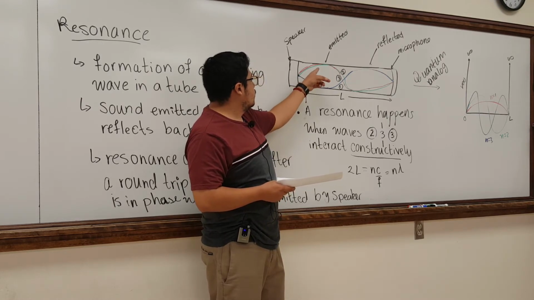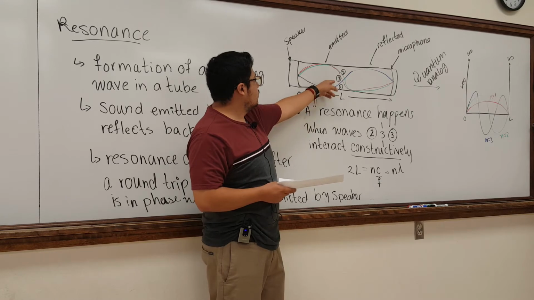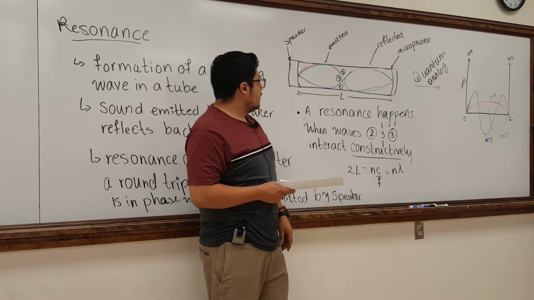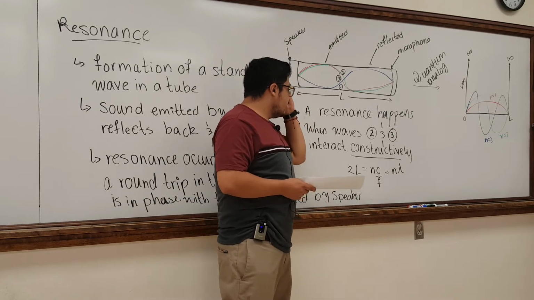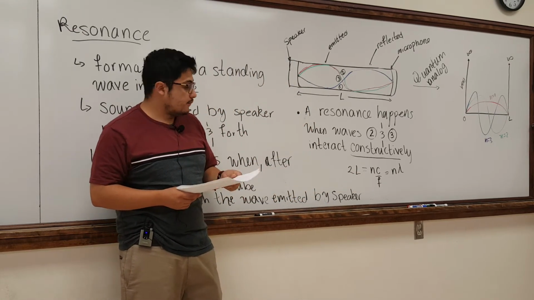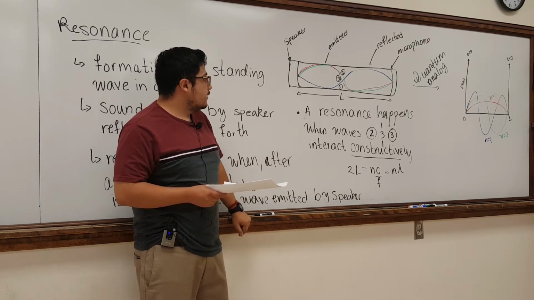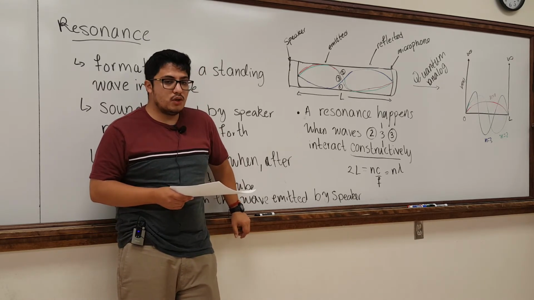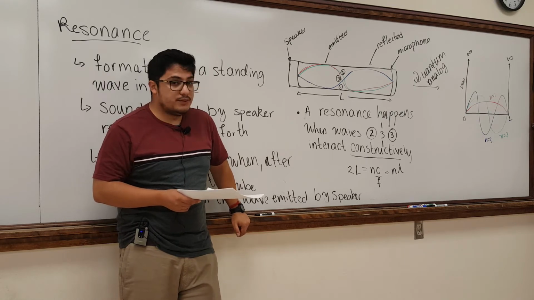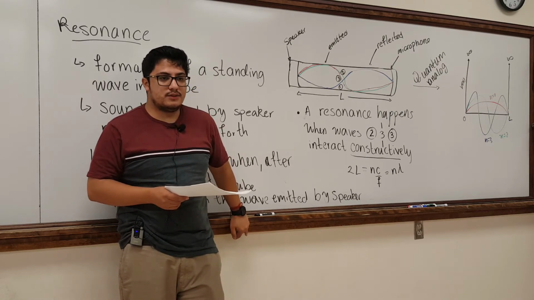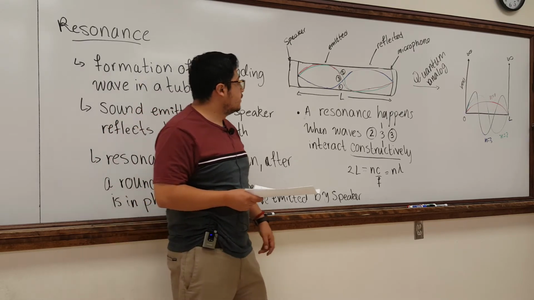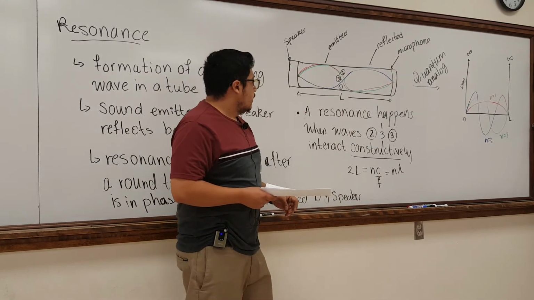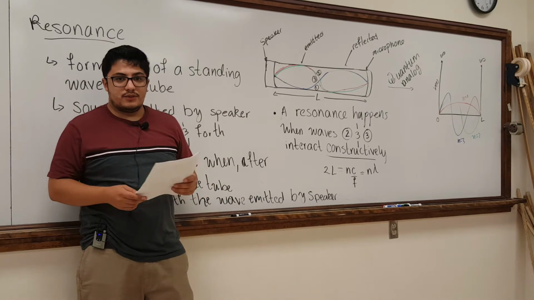And when waves 2 and 3 meet, they are in phase, meaning that they're going to interact constructively. Once that happens, their amplitudes combine, and so as a result, you get a stronger sound wave. So you record a stronger value. Does this happen for every frequency?